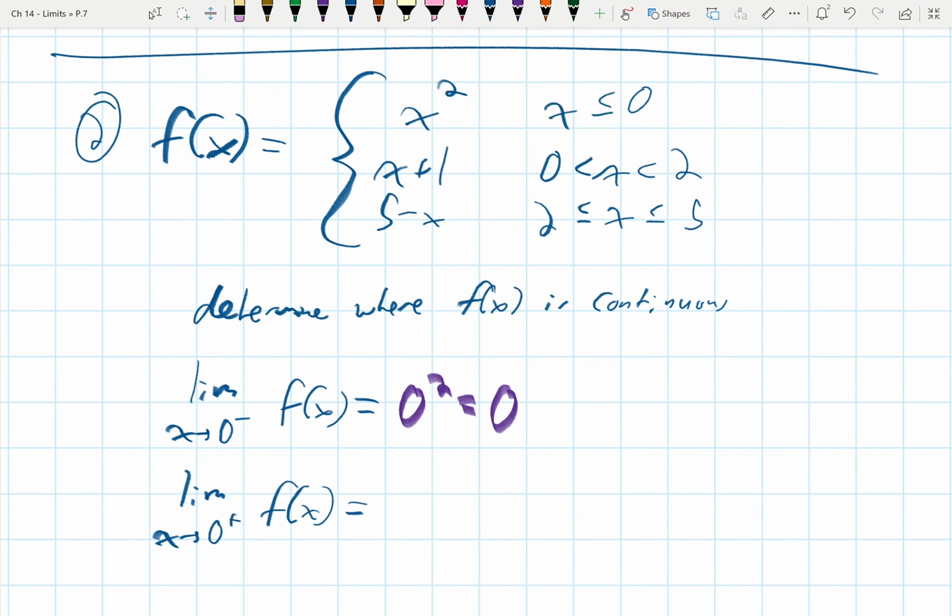Now let's approach from the right. As you approach from the right, what's the limit? 1. That would be 0 plus 1, or 1. That refers to this region here.